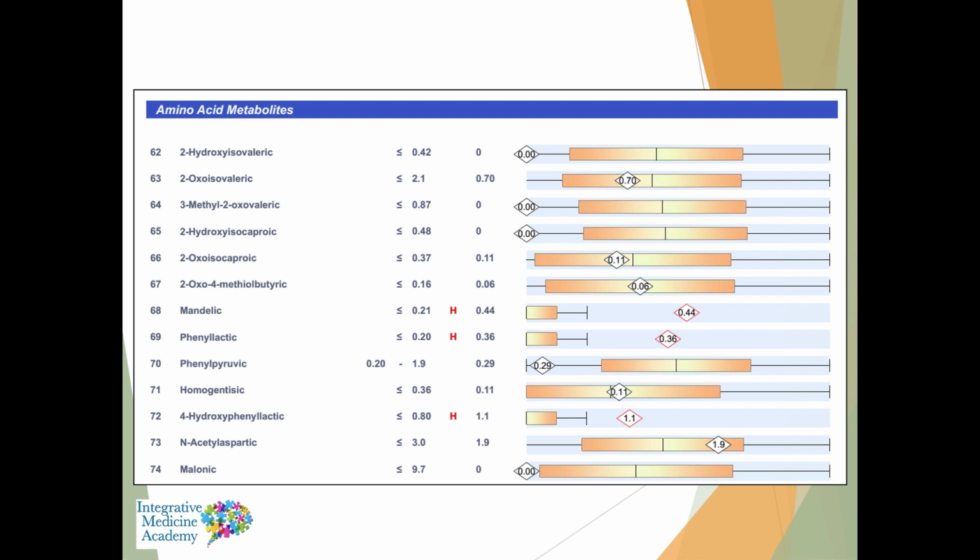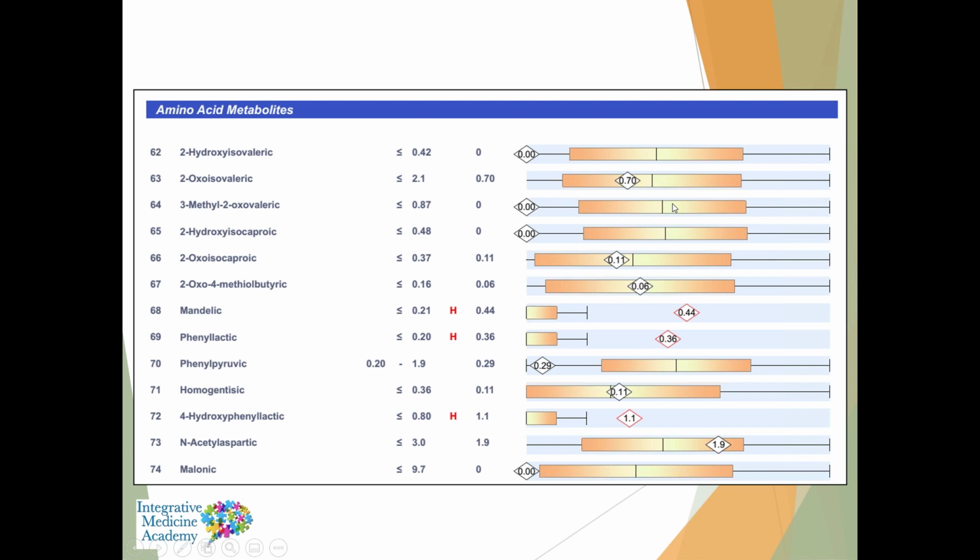Now, another interesting scenario in this person was found on the last page of the OAT under the amino acid metabolites. And all of these markers are usually normal. So by and large, most OATs that you do, even in kids, these levels will be totally normal. So low values, by the way, where they say 0.00, have no known clinical significance. These things are only significant when elevated, and usually only significant when really elevated.